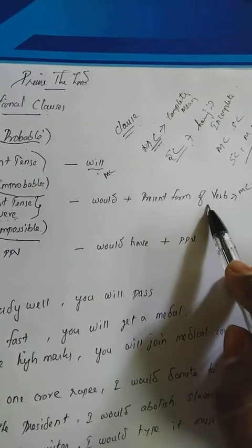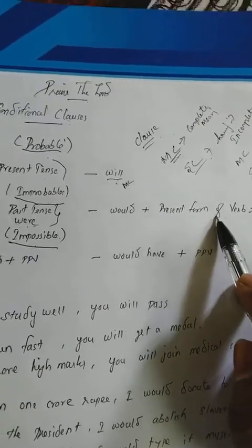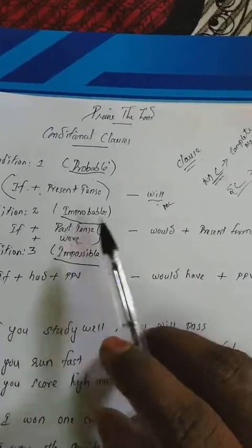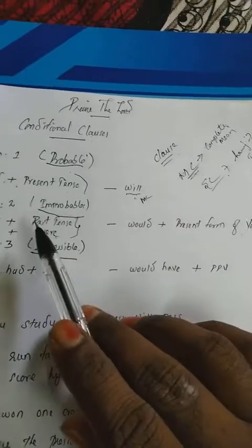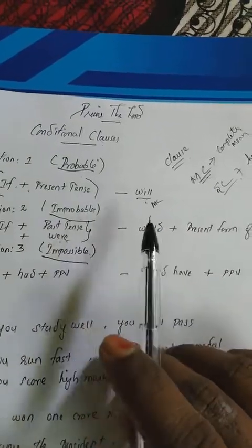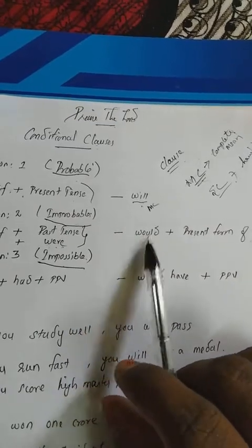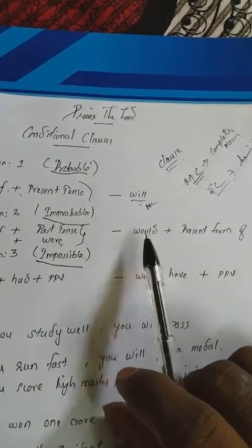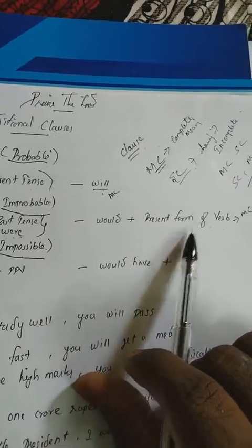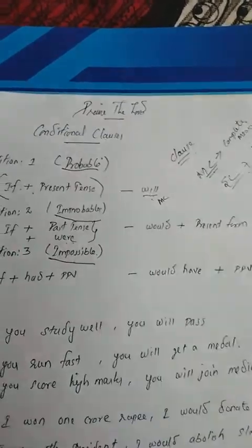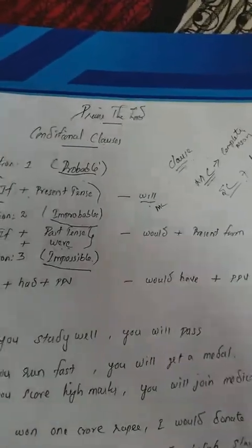This is very, very important. You have to use the present form of the verb. Sir, here it is past tense, so we should use past tense? Nothing like that. Even if it is past tense, you have to use the present form of the verb. But you should use the modal would. Then you have to use would and go for the present form of the verb. Fine, right?